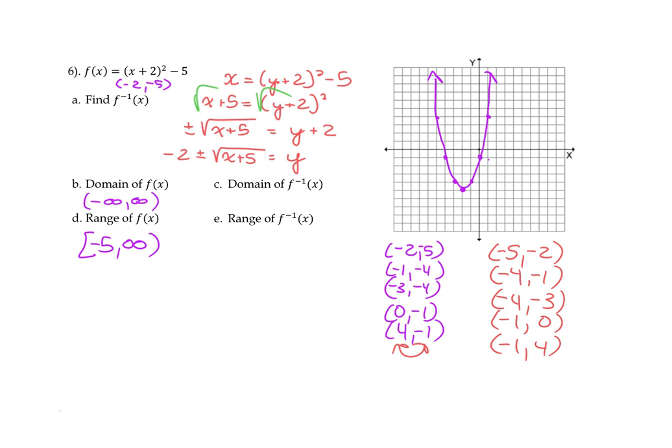So -5, -2, -4, -1, -4, -3, -1, 0, and -1, 4. So there's the inverse of the graph. The domain is going to be at -5 to infinity, and the range is going to be -infinity to infinity. Notice that the inverse is not a function.